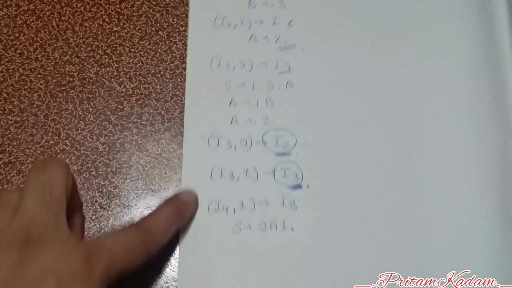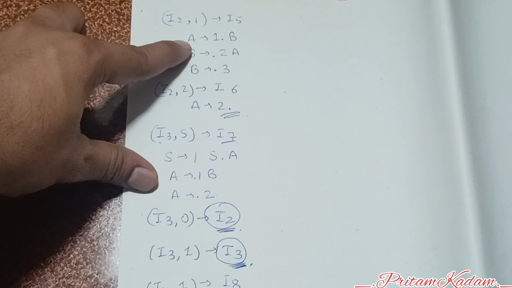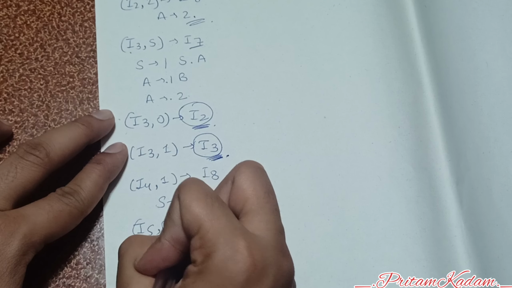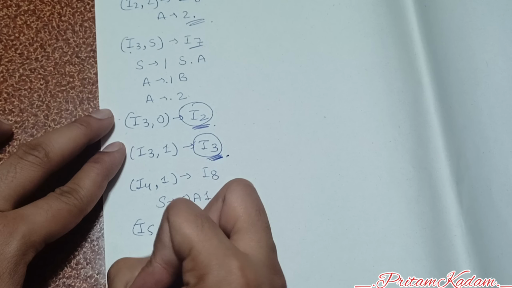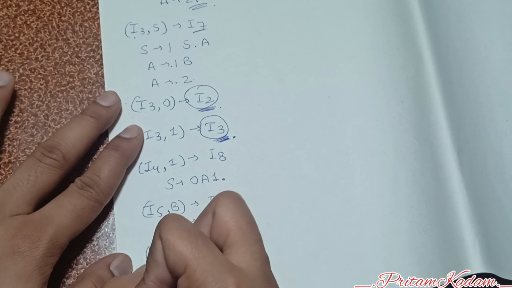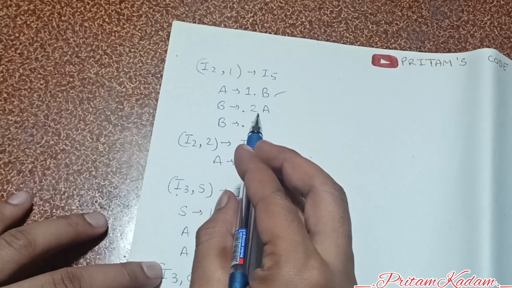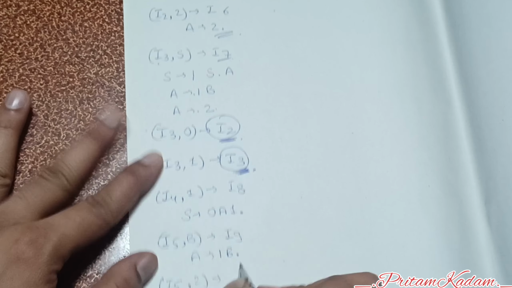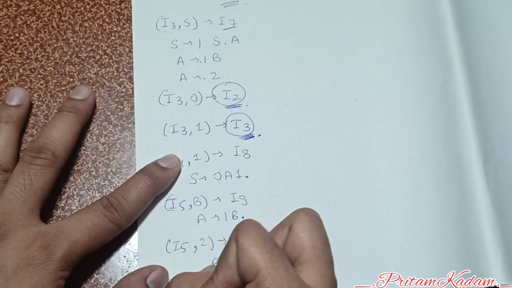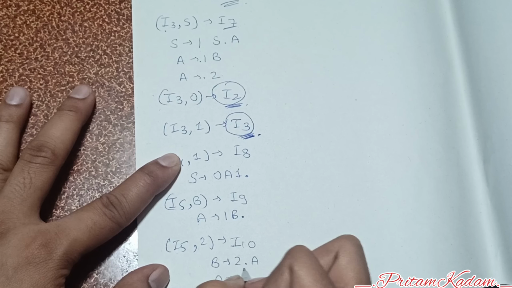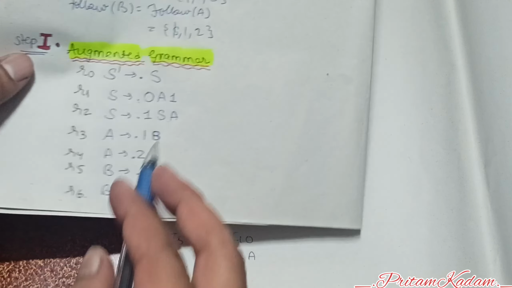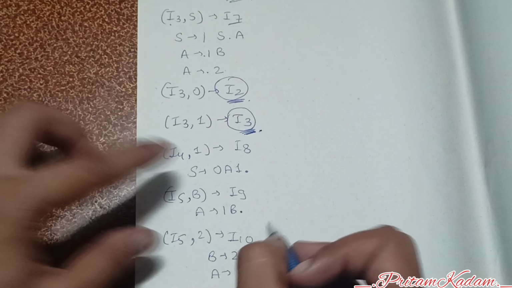Now in the same sheet we have the I5. By passing B in I5 we will get A gives 1B dot. So let us write it down. I5 on B goes to a new state, that is I9. Now for the second production of I5, I5 on 2 goes to the new state, that is I10, which is B gives 2 dot A, and we have a non-terminal after the dot, so we'll write the productions of A, which are A gives 1B and A gives 2.